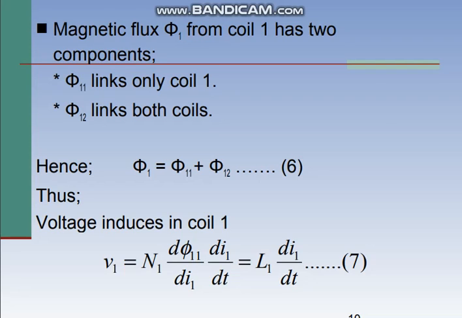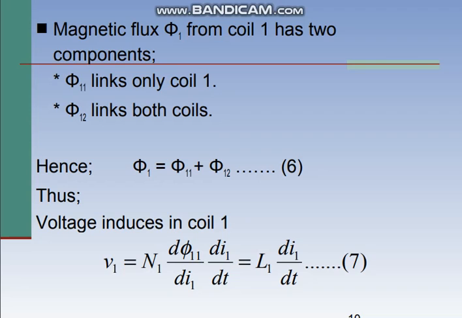So magnetic flux phi 1 from coil 1 has two components, as we saw in the previous lecture: phi 11 links only coil 1, and phi 12 links both coils, 1 and 2. So we can write phi 1 is equal to phi 11 plus phi 12, and thus the voltage induced in coil 1 is V1 is equal to N1 d phi 1 divided by dt.